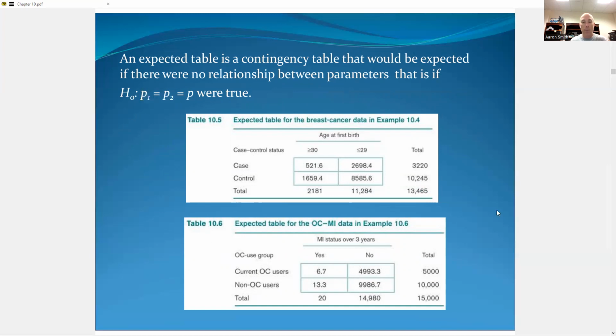All right, so if we have the same proportions, then this entry would be proportional to this and proportional to that. This entry would be proportional to this and proportional to that, and so on. And so here are those values. So we're going to treat this as the expected value.